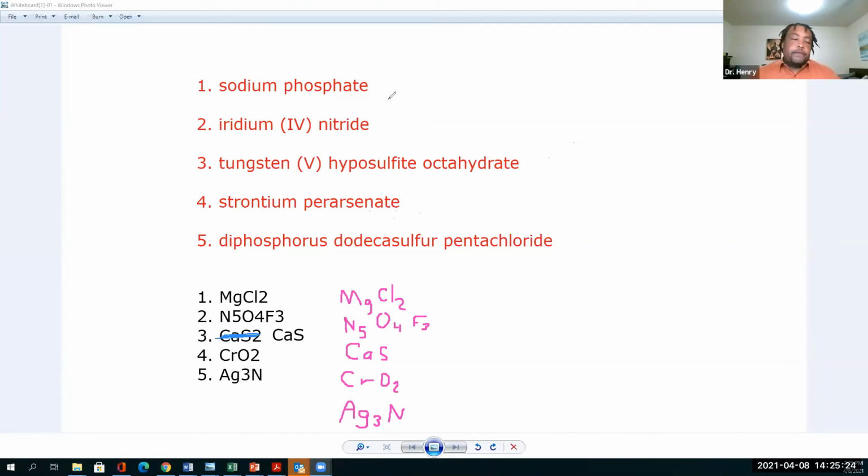So let's talk about this since I went on a whole spiel and got carried away. Let's talk about the very first one. What is the chemical formula for sodium phosphate? Na3PO4. Good job. Okay. What about iridium nitride? Ir3N4. Good job.